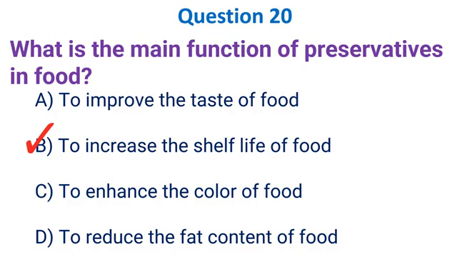The others, such as to improve the taste of the food, there are different compounds such as the monosodium glutamate, which can improve the taste of the food. To enhance the color of the food, the term used is colorants. These are the agents which give vibrant color to the food, making it appealing.